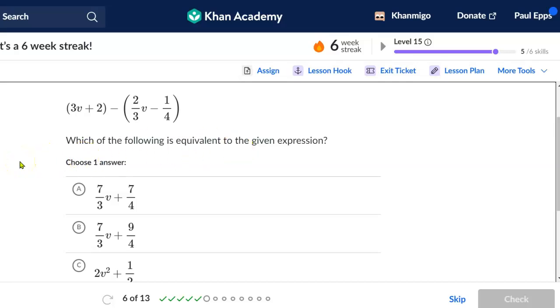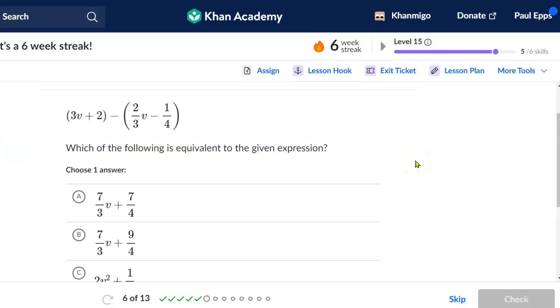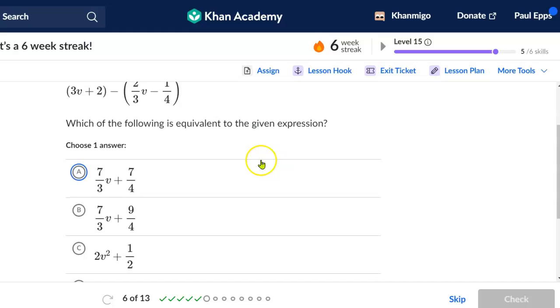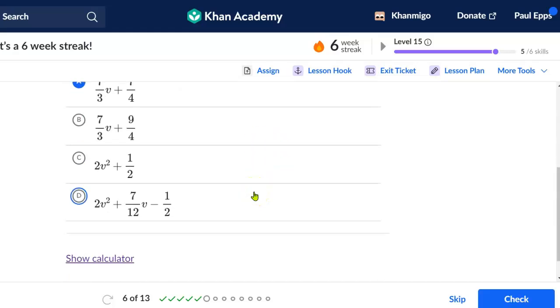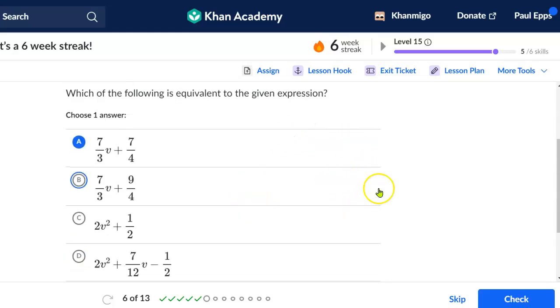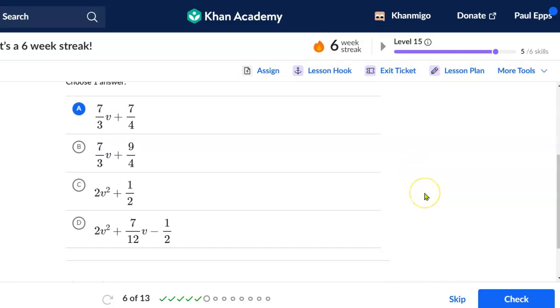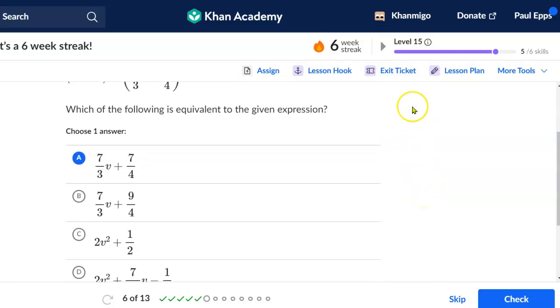Which of the following is equivalent to the given expression? Well, we want to group the like terms together. So like the v terms, we've got 3v minus 2/3 v. 3v is 9/3 v minus 2/3 v is 7/3 v. So A and B look plausible. I didn't mean to select A, but A and B look plausible.